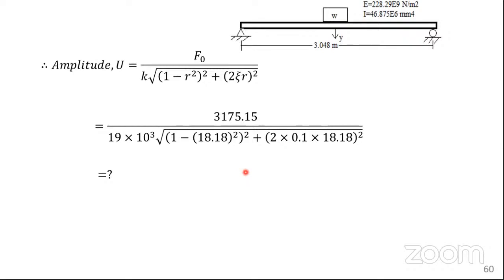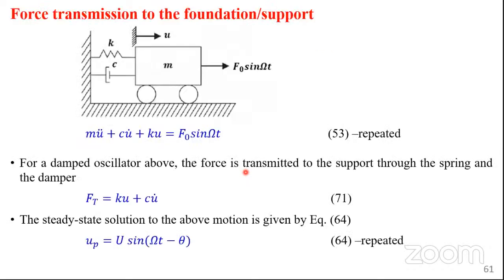Okay. I want us to look at forces transmitted to the foundation or to the support. Now, we are just copying and transferring it here for our reference, equation 53. This was the equation for the damped case, of course, with forcing function. Now, for the damped oscillator, let me know, if somebody is stuck somewhere solving part one, we can always go back to it, but I believe it's straightforward. Because I want us to have time to look at part two.